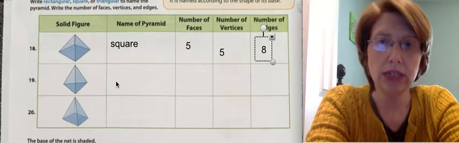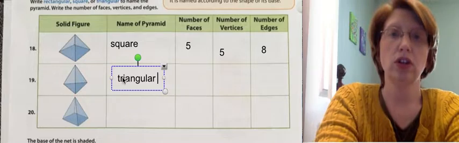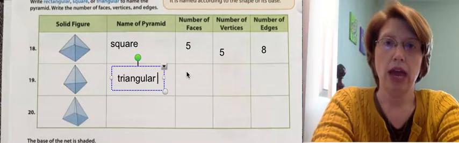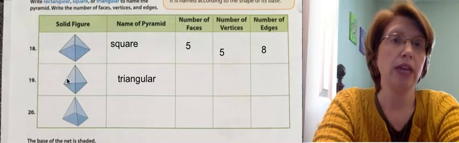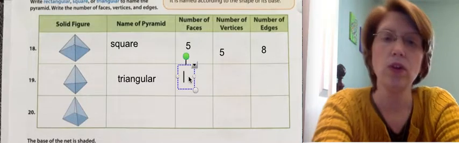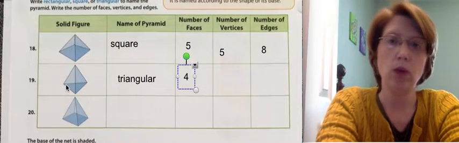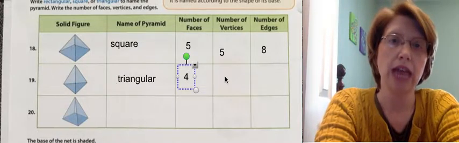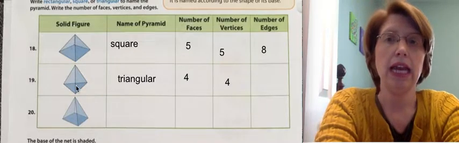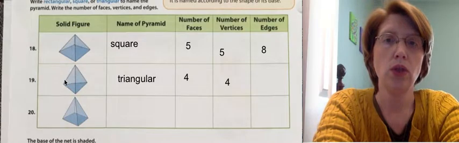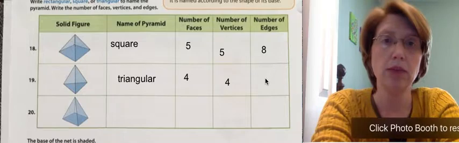So this one, look at the base of this. This is a triangular pyramid. And how many faces does it have? It has the bottom, and then it has 3 for each side. So that's 4 faces. And it has a top point and 1 point for each corner, so it's going to have 4 vertices. And how many edges? It has 1, 2, 3 for each side and 1, 2, 3 on the bottom. So it has 6.